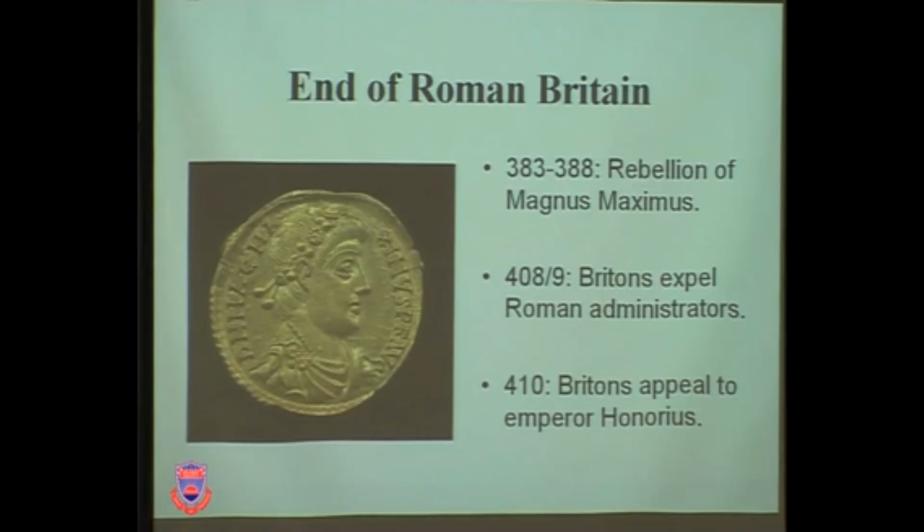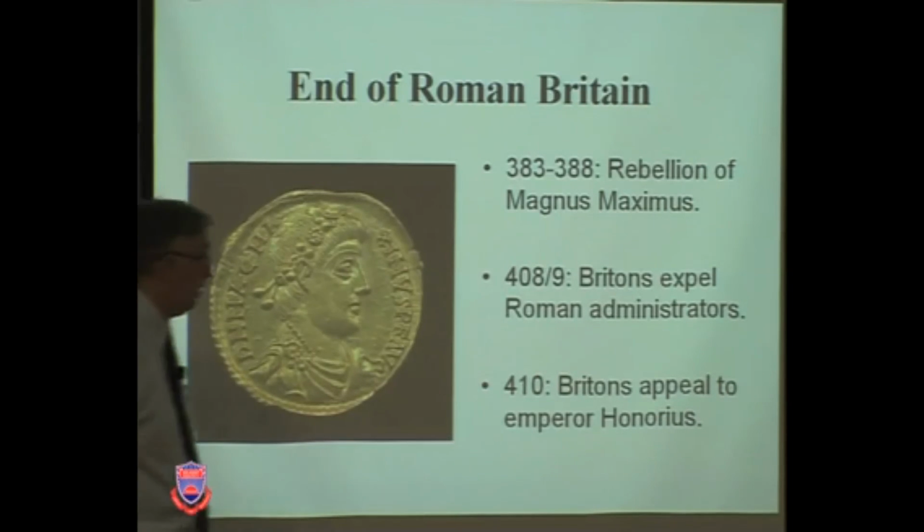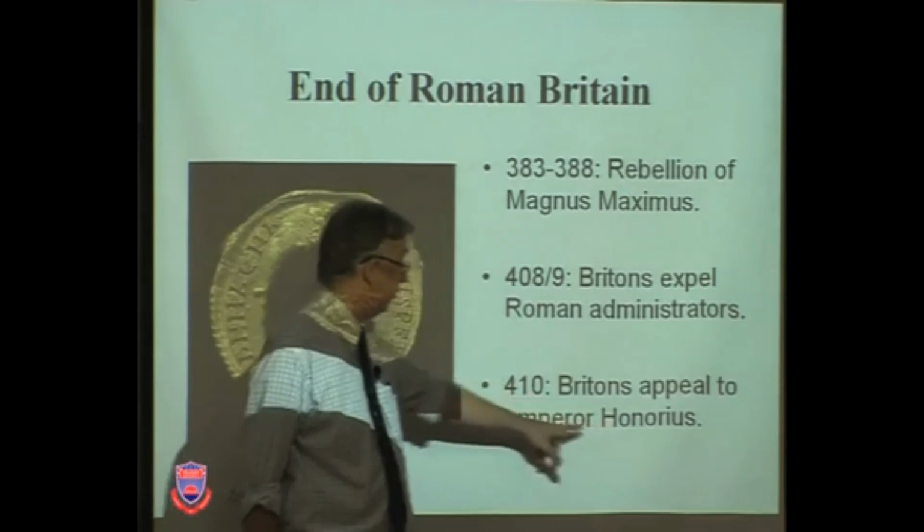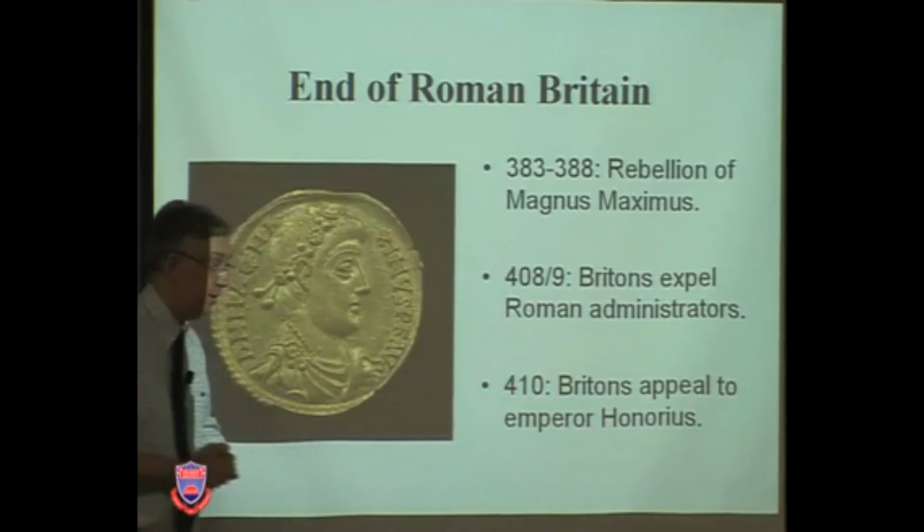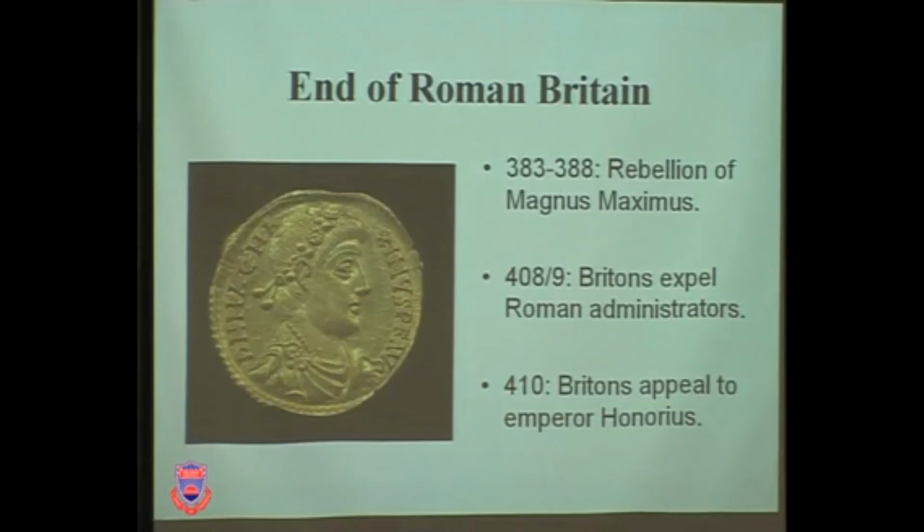And then we have a letter sent by the Emperor Honorius to the Britons, dated 410, in which he seems to be answering some request for support and help, and he's saying, no, sorry, we're too busy over here, we can't help you, you have to look after yourselves, we can't come back to Britain and help you out.